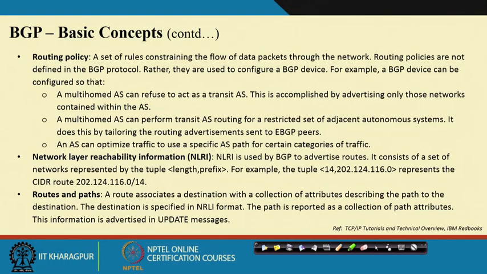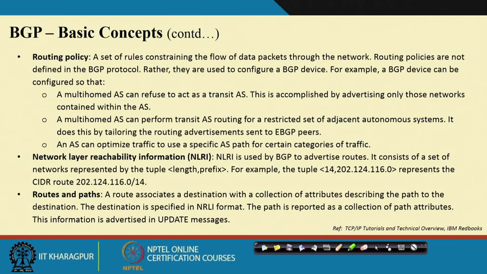There are a few more concepts. One is routing policy, which is important: the set of rules constraining the flow of data packets through the network, right. That is what we look at as routing policy. Routing policies are not defined per se in the BGP protocol; rather, they are used to configure a BGP device, right. In other words, while configuring the BGP device, I embed that policy into it. For example, a BGP device can be configured so that a multi-homed AS refuses to act as a transit, right. That is a policy that I will not allow.